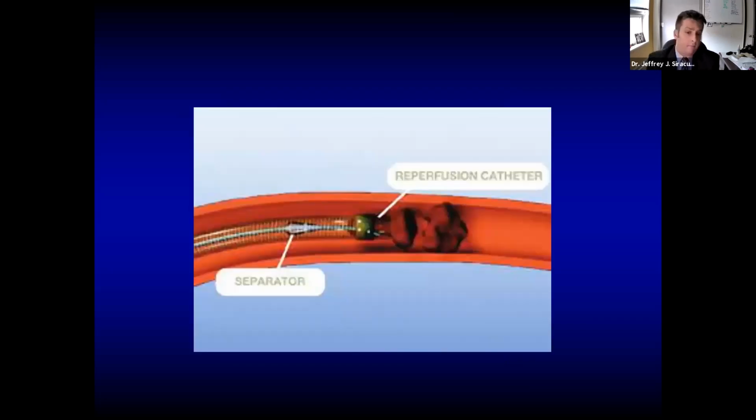There's also the newer, though I guess not so new anymore, Penumbra catheter, which can be used at one stage without lytic therapy to get grafts open, which I've had some success with as well.